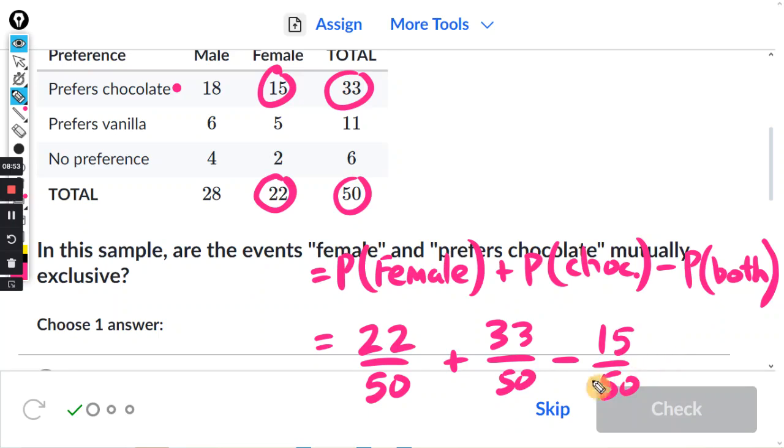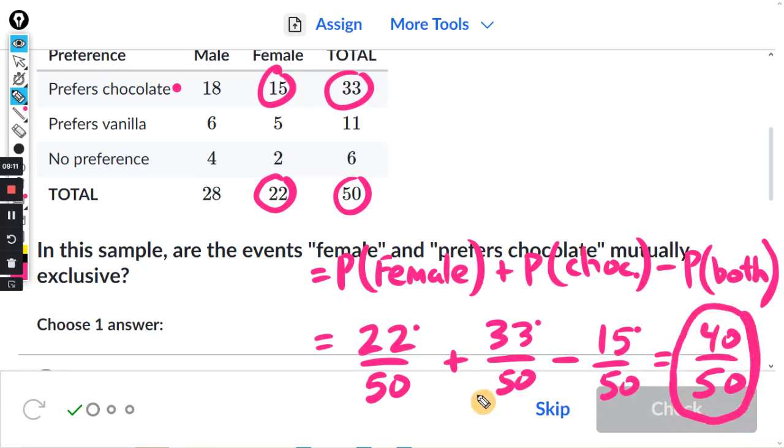All right, so we have a common denominator. The denominator is 50. And if you do 22 plus 33, that's 55, minus 15, that's 40. They actually don't make you reduce, so I'm just going to leave it as 40 over 50. But again, all we did was add the probabilities and subtract the overlap. You always divide by the total when you're doing probability. 40 out of 50.